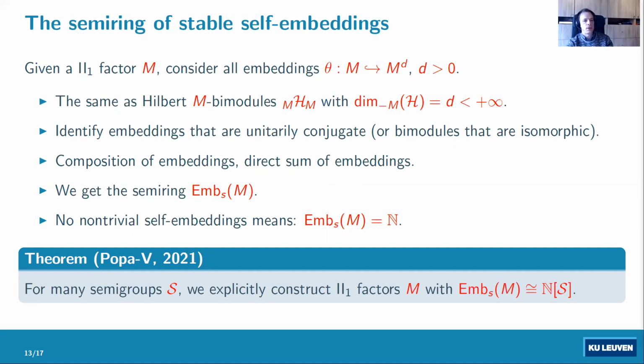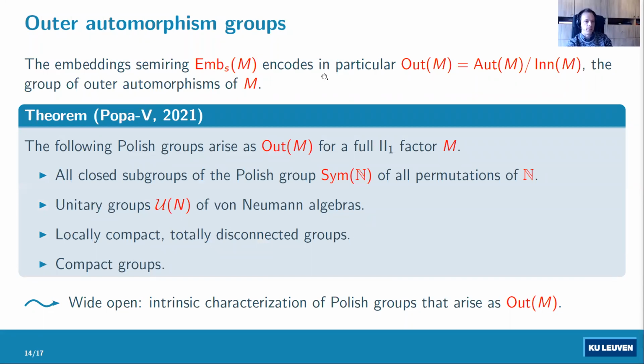Now, this brings me to the point where I will scale down a little bit and say something about automorphisms, because if you have never worked with bimodules or subfactors, this may look like a bit of a weird thing to do, while automorphism groups, of course, are extremely natural to look at. This embedding semi-ring is a richer invariant. It encodes, in particular, the outer automorphism group of the II_1 factor. So what is the outer automorphism group of a II_1 factor? It's the group of all automorphisms divided by the normal subgroup of inner automorphisms. And we will say that the II_1 factor is full if these inner automorphisms form a closed subgroup of the automorphism group. And then, of course, this outer automorphism group becomes a nice Polish group. It's still, let me first say this last point, a wide open problem to intrinsically characterize which Polish groups can arise as outer automorphism group of II_1 factors.